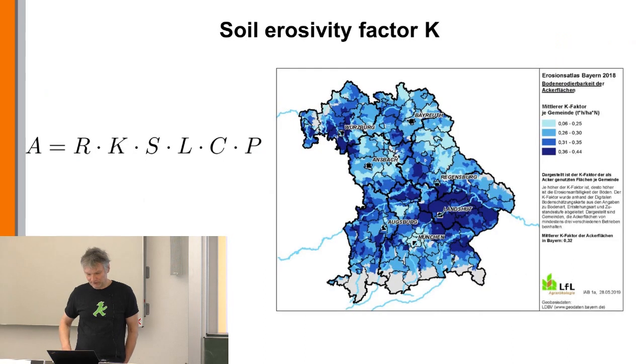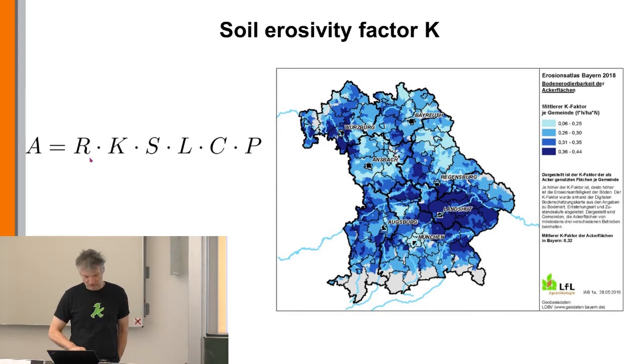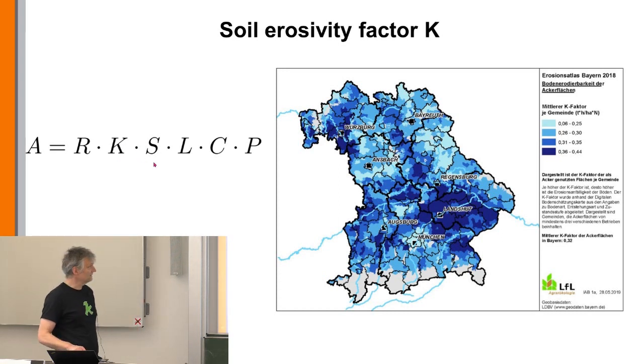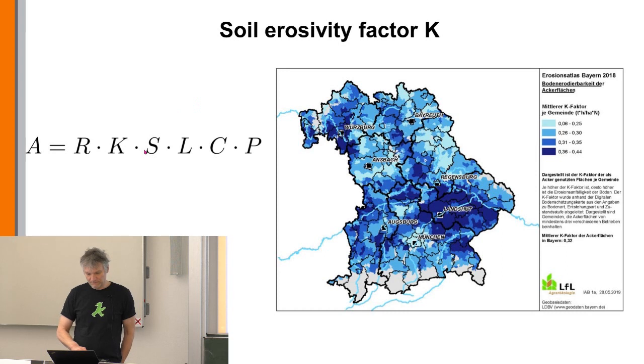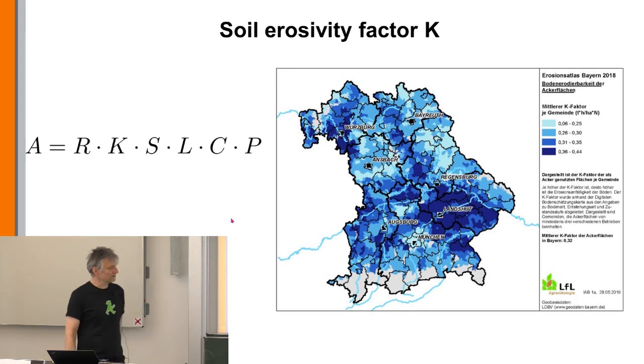How does it work? So first of all, what was soil erosivity? It was a factor in the universal soil loss equation of Wischmeyer and Smith. We had a lot of factors here. We had the rainfall factor, we have the soil factor, which we want to discuss in this lecture. We have the slope factor, the length factor, the crop management factor, and the protection factor. These are the factors in the Wischmeyer-Smith equation, universal soil loss equation, and we want to have a deeper look on the soil erosivity factor.